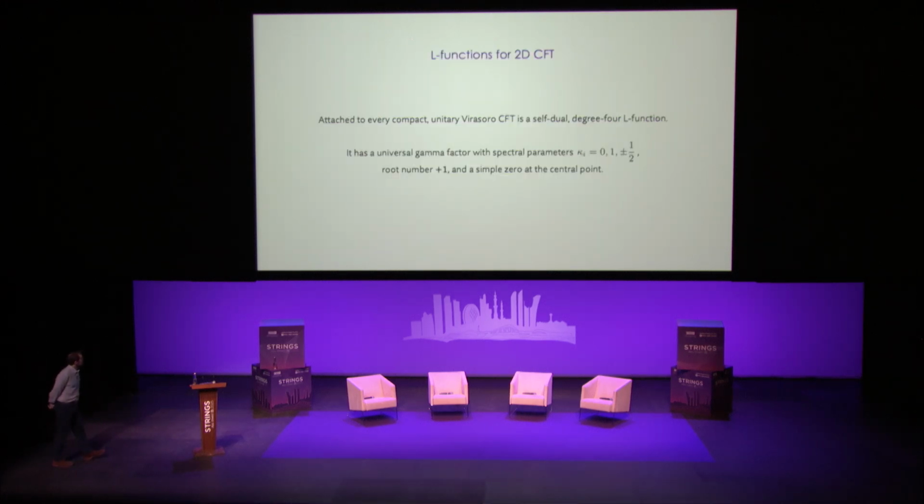Okay. So to summarize so far, attached to every compact unitary Virasoro CFT is a self-dual degree 4 L function with a universal gamma factor with spectral parameters given here, root number +1, and a simple 0 at the central point, which is something that number theorists often care about.